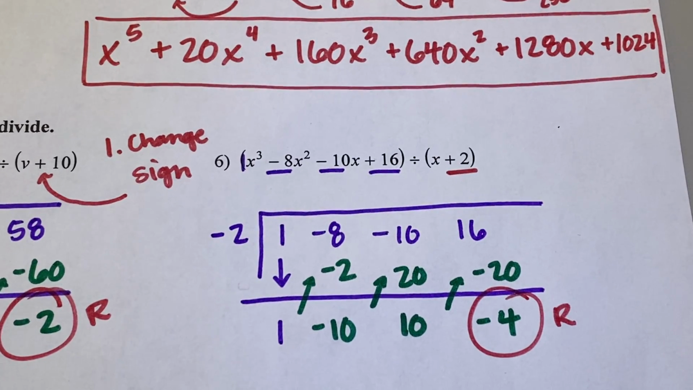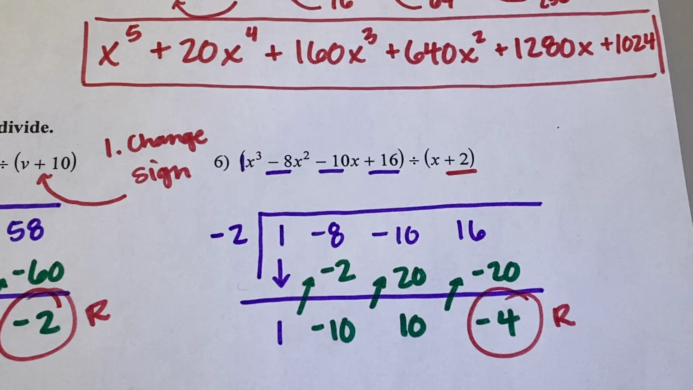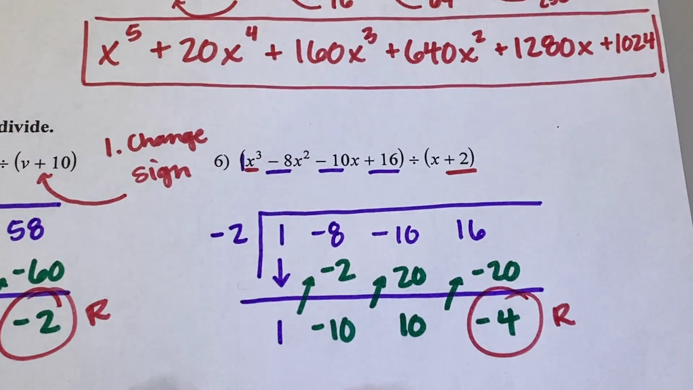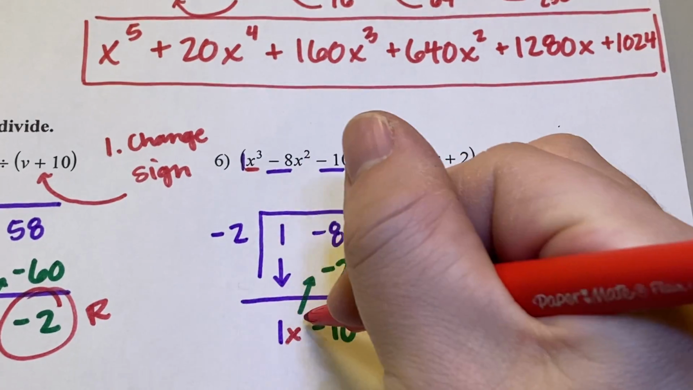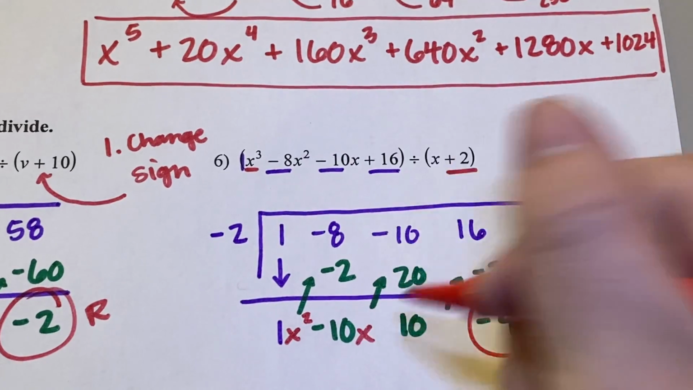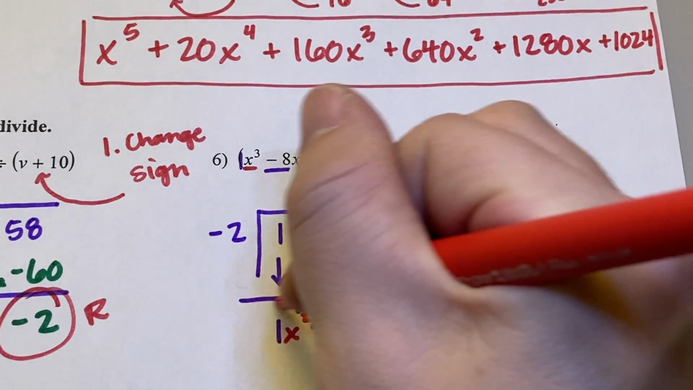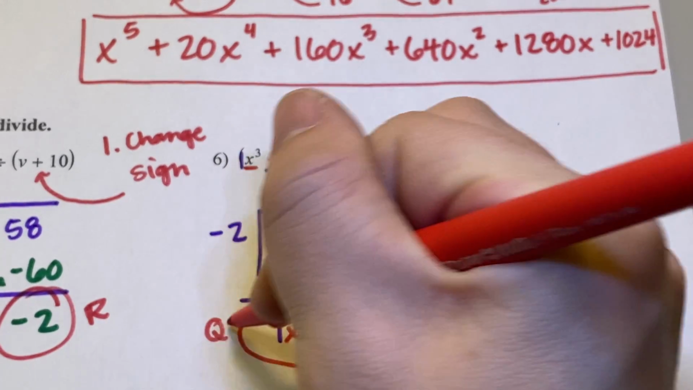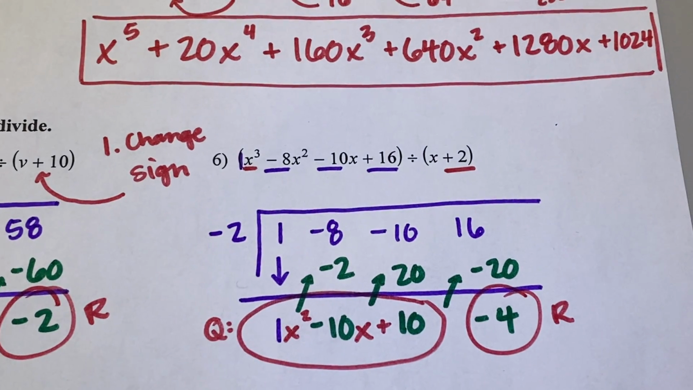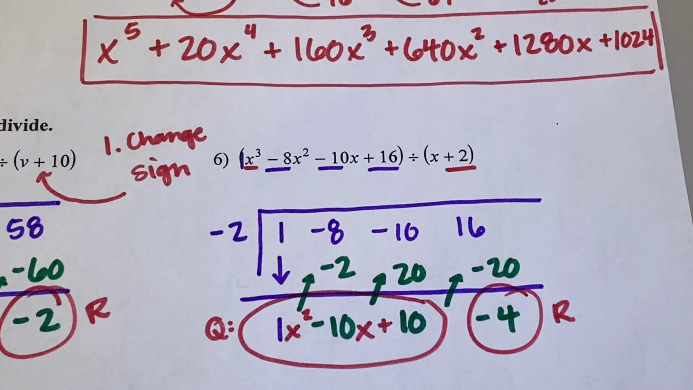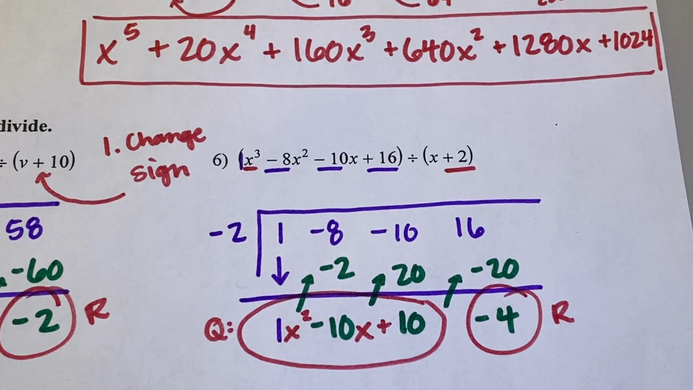What's my last step? We took my x's off, so what do I have to do? Put them back on. We started with x cubed, so just drop a power. X squared. Next guy gets 1x. +10, no x's. And there's our quotient. Quotient and remainder. All right, you guys are getting it. More practice. Here we go.